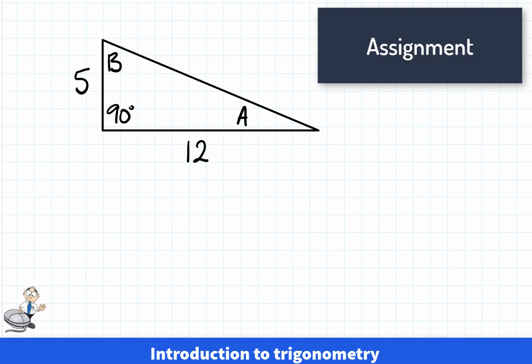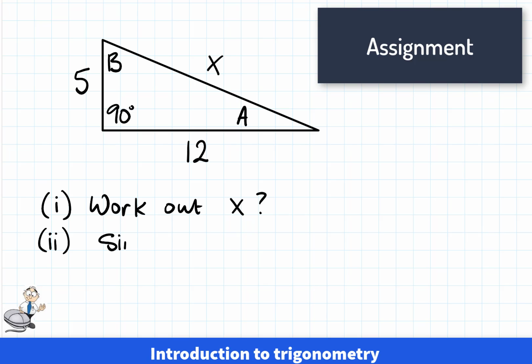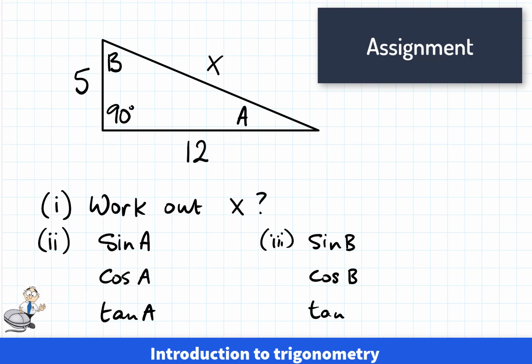Your assignment before the next class is in this given triangle here, a right angle triangle with sides of 5 and 12, 5 across or opposite to A and 12 opposite to B. Firstly, work out the length of the hypotenuse, that's the value of x. Then I would like you to work out the ratios for sine of A, cosine of A, and tan of A. And finally, the ratios for the sine of B, cosine of B, and tan of B. Leave your answers as fractions.